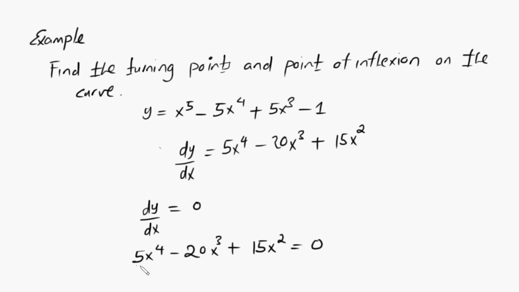Look, 5, 5, 5, okay? X squared, x squared, x squared. Let me factor out 5x squared, okay? So I remain ndani na x squared hapa minus 4x plus 3. So nitakuja kupata kwamba 5x squared hapa nitapata x squared minus 4x plus 3, okay, is equal to 0.